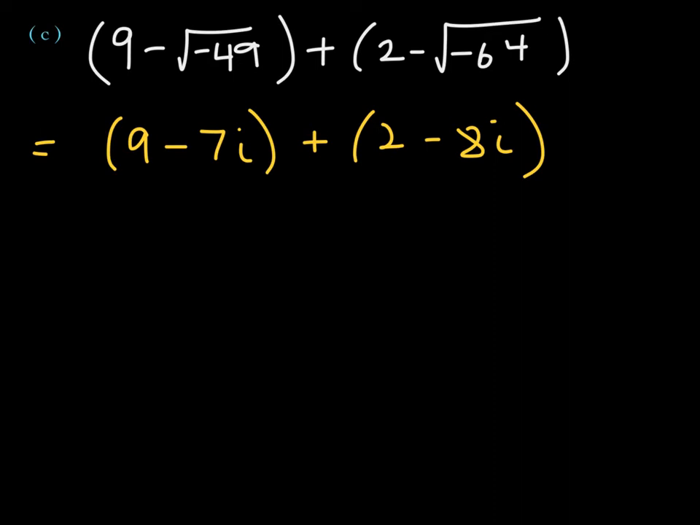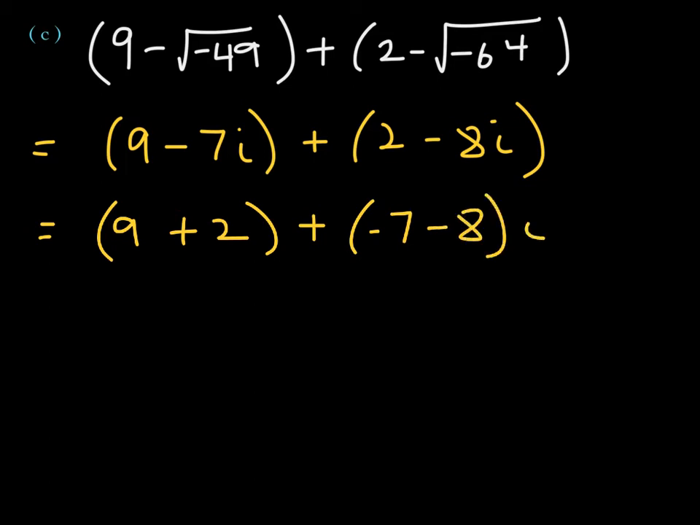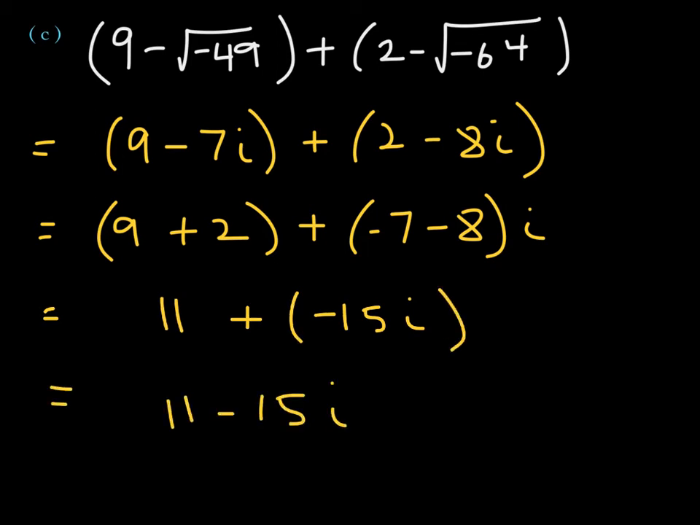Now that we can see these numbers in standard form, we can do 9 plus 2. Those are the real parts. Plus negative 7 minus 8, those are the imaginary parts, right? This is the same thing as negative 7 plus negative 8. So this is 11, and then you're going to have plus negative 15i, which can be rewritten as just 11 minus 15i. And that answer is definitely in standard form.